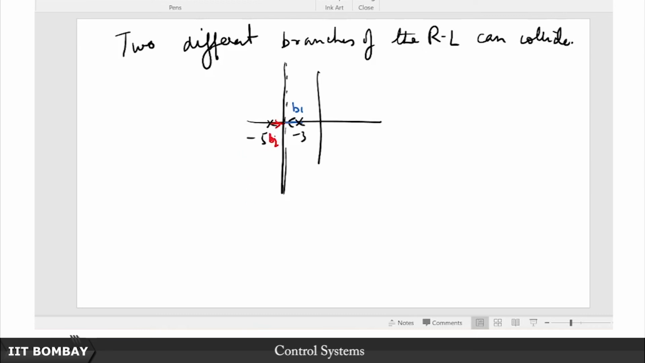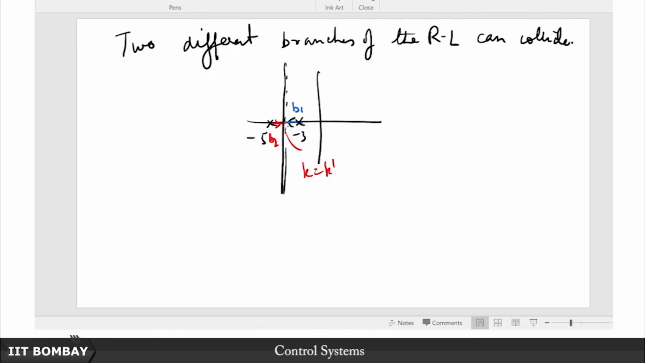Okay, so this is branch B1, this is branch B2. Now as you go from branch B1, you are increasing k. So this is at k is equal to 0, then you slightly increase k until you reach this point where you have some k is equal to k dashed. Okay, now remember that at this point there are not two branches that are intersecting, or that are colliding.